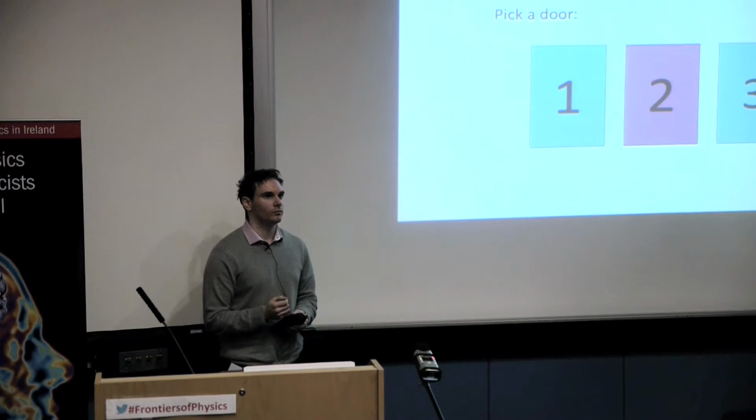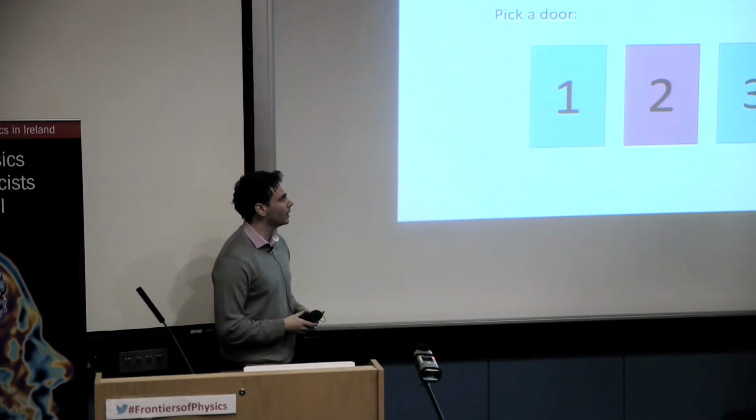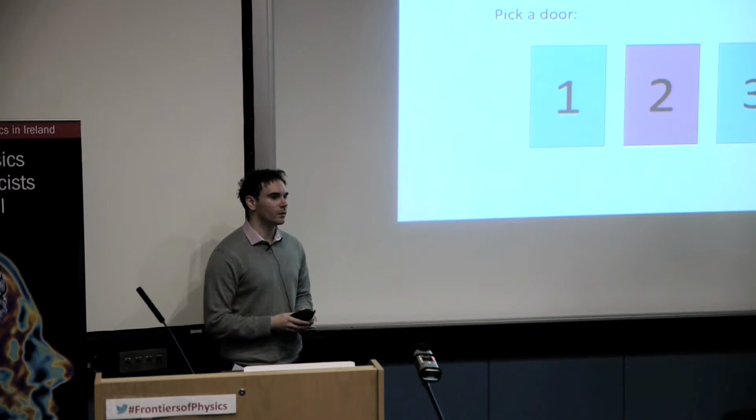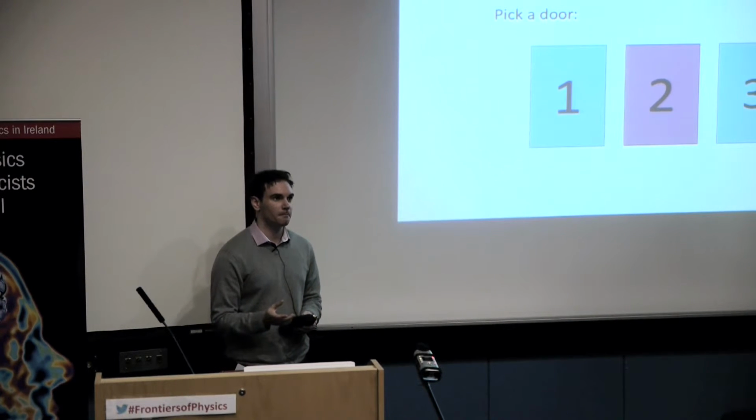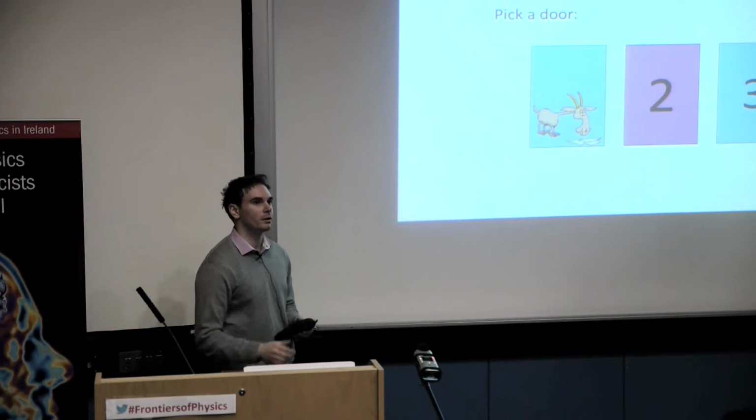1 and 3. You would pick 1 and 3 because you have the 66% chance. However, if you pick doors 1 and 3, there would have to be a goat behind one of those doors, correct? All the host is doing is showing you the goat.